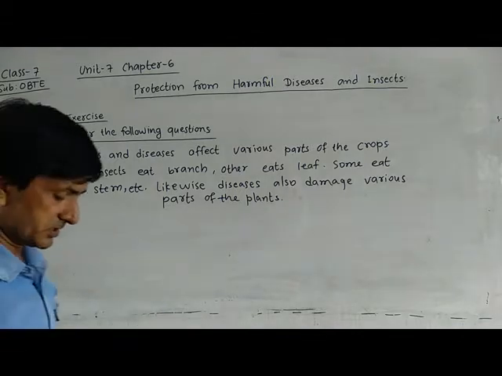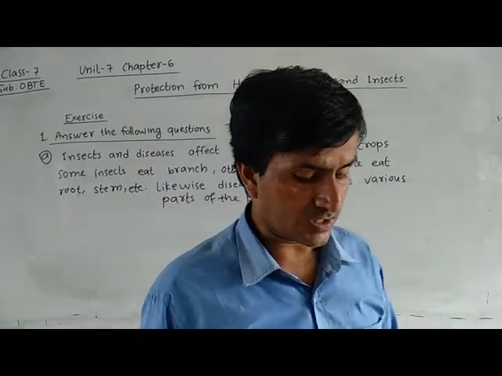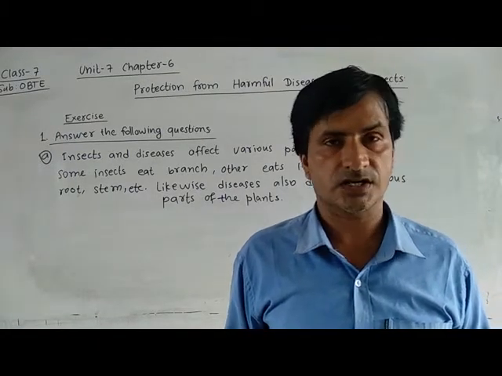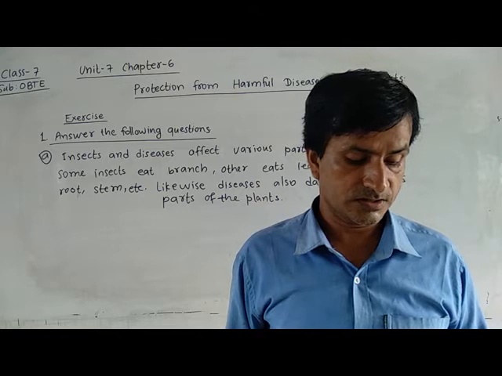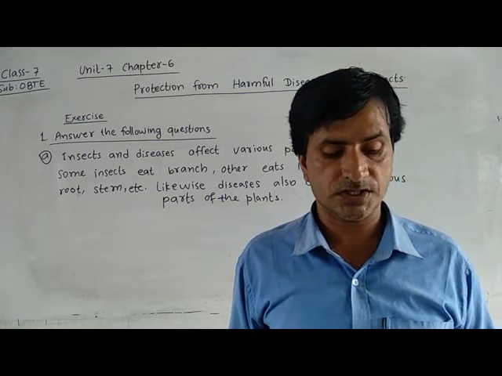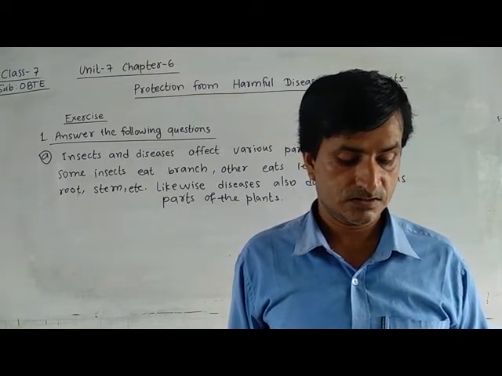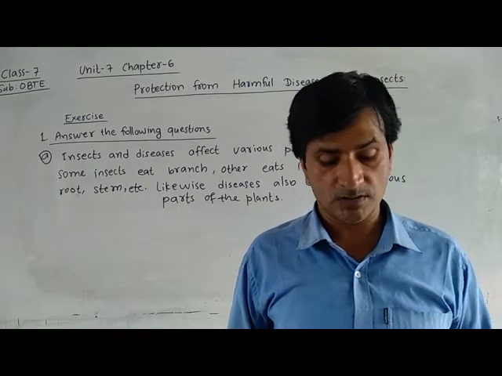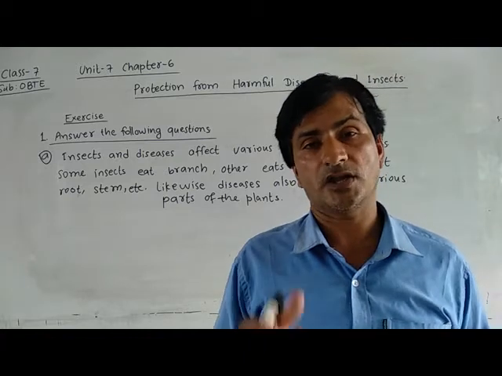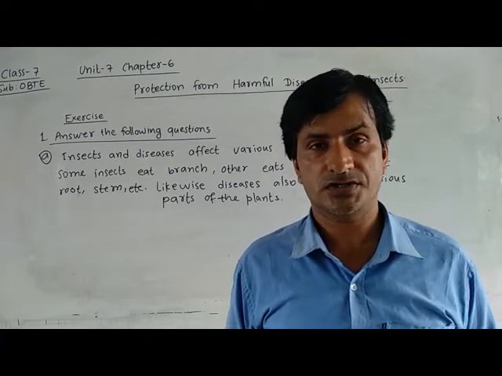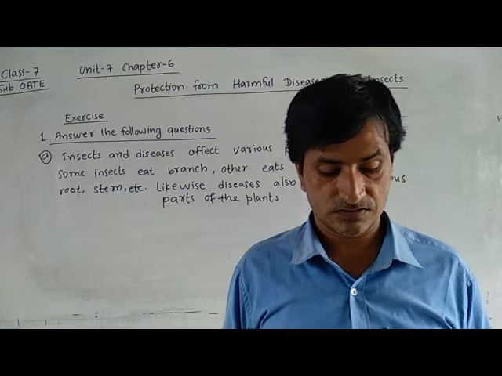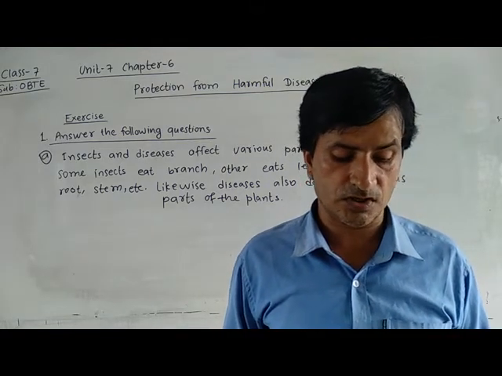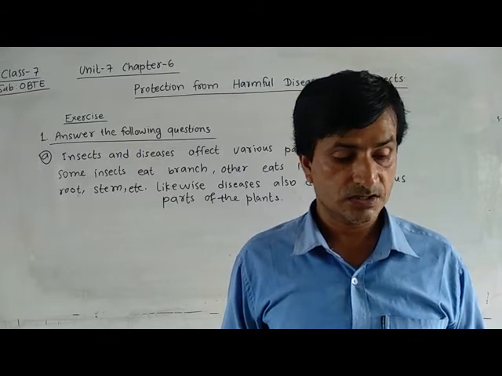Then the other question is B number. Write any 3 ways to protect crops from diseases and insects. There are many ways given, 7 ways. Among them you have to write only 3 ways and you have to describe them also, not only the points. Then C. Name any 4 pesticides used for curing seeds.